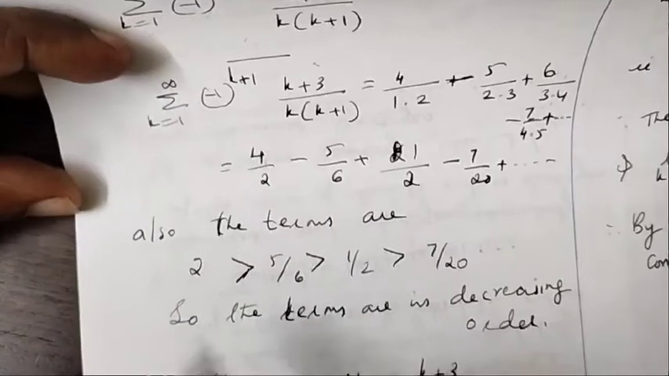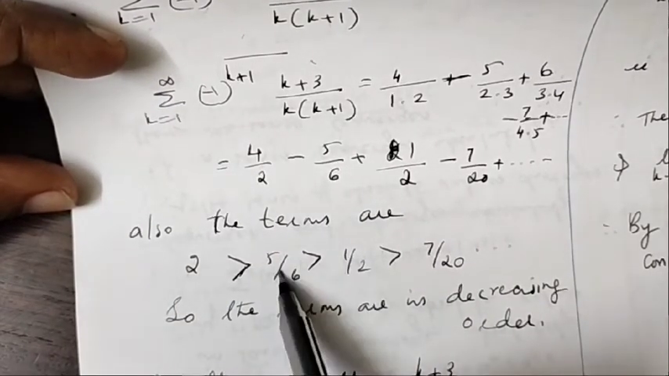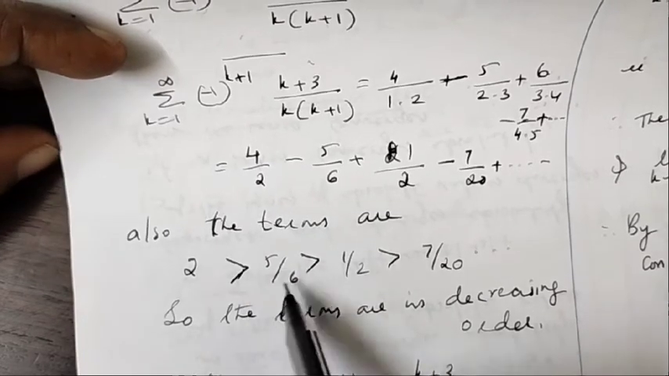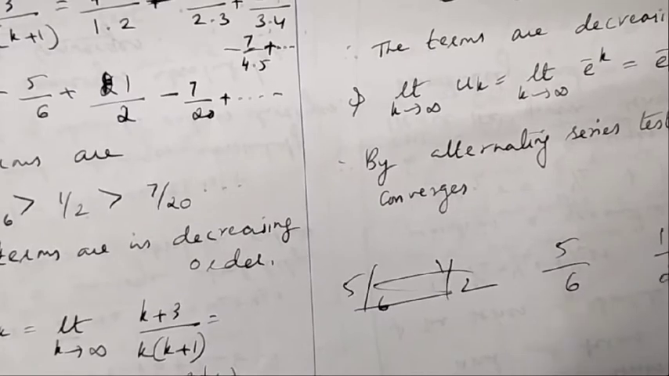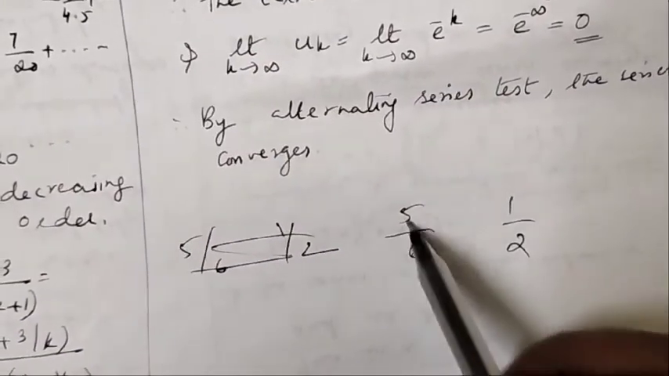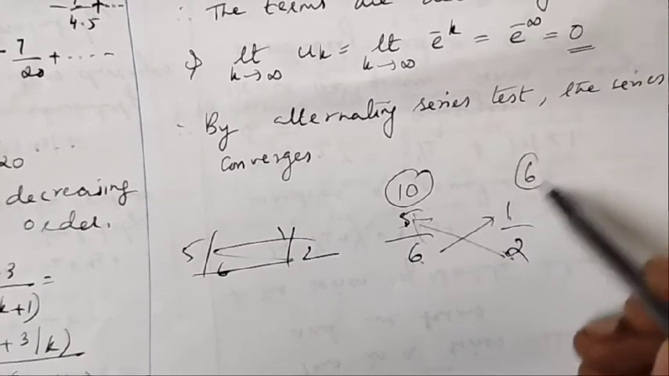So how will you check that it is in decreasing order? 2 is bigger than 5/6. Then 5/6 and 1/2, which term is bigger? How will you compare? Find the product like this: 5 into 2 is 10, then 6 into 1 is 6. So which is bigger? 10 is bigger, so 5/6 is greater.